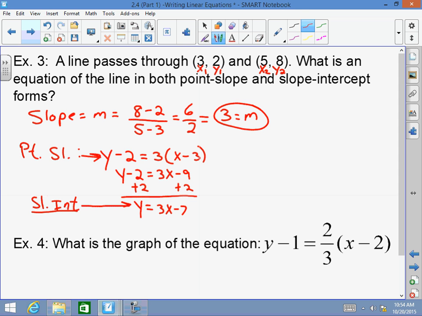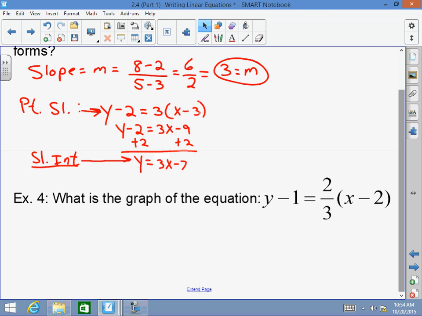Okay, so what happens in a situation like this, though? Where they say, what is the graph of the equation? Guys, you could go ahead and solve for y, but if you were to solve for y, you're going to notice that you have a y-intercept that's a fraction. And it's not like that's mathematically illegal, but it is mathematically difficult to graph a fraction.